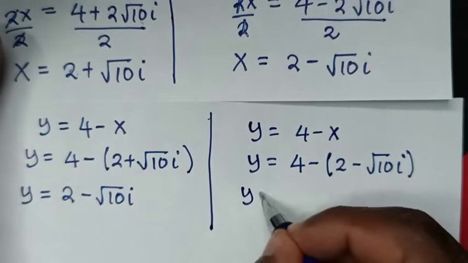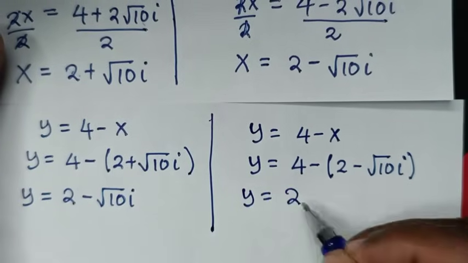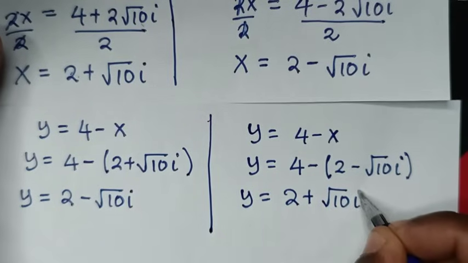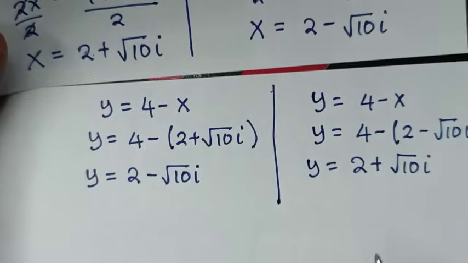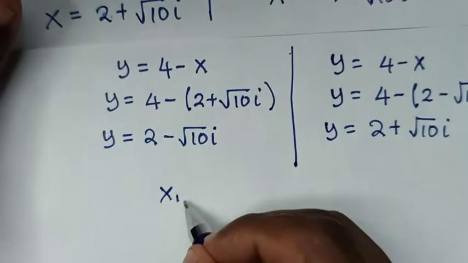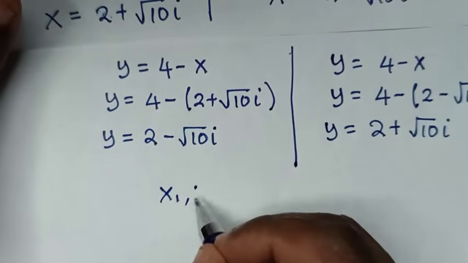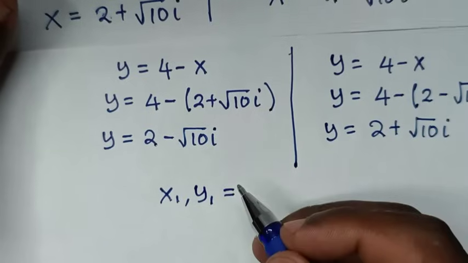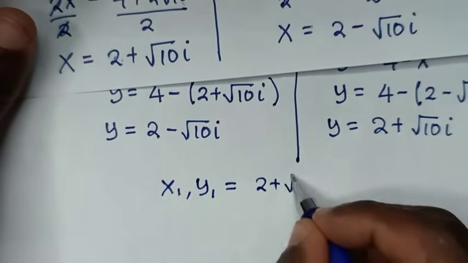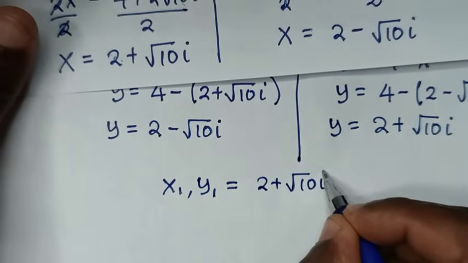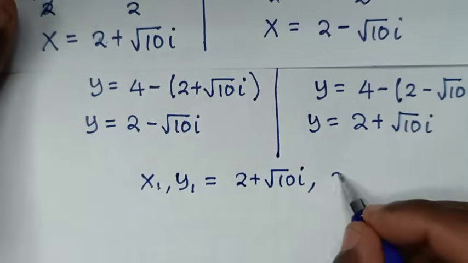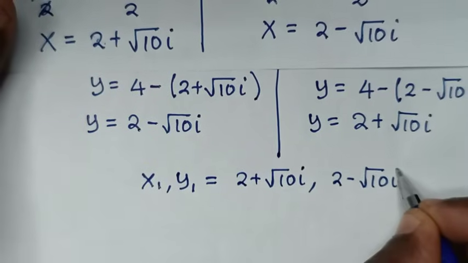So it will be y is equal to 4 minus 2 is 2. Negative and negative, it will be positive square root of 10i. So from here we already get the first value of x comma y: x1, y1 is equal to x1 is this, which is 2 plus square root of 10i, comma y1 is 2 minus square root of 10i.